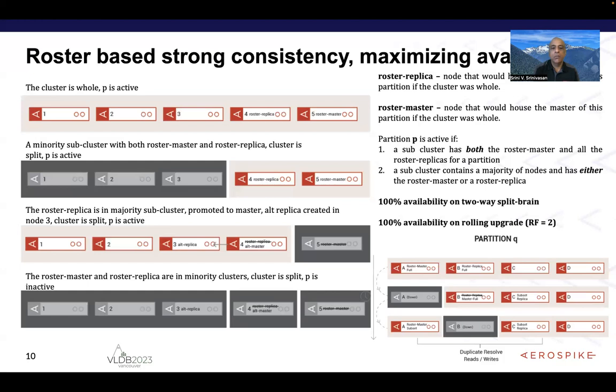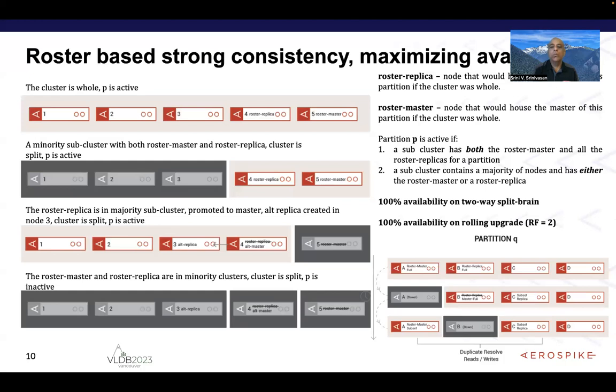Otherwise, when the clusters come back together, you will end up with inconsistencies. There are cases where more splits could happen in the system, and we will not be able to maintain availability for partition P anywhere, because consistency overrides availability in this particular setting.